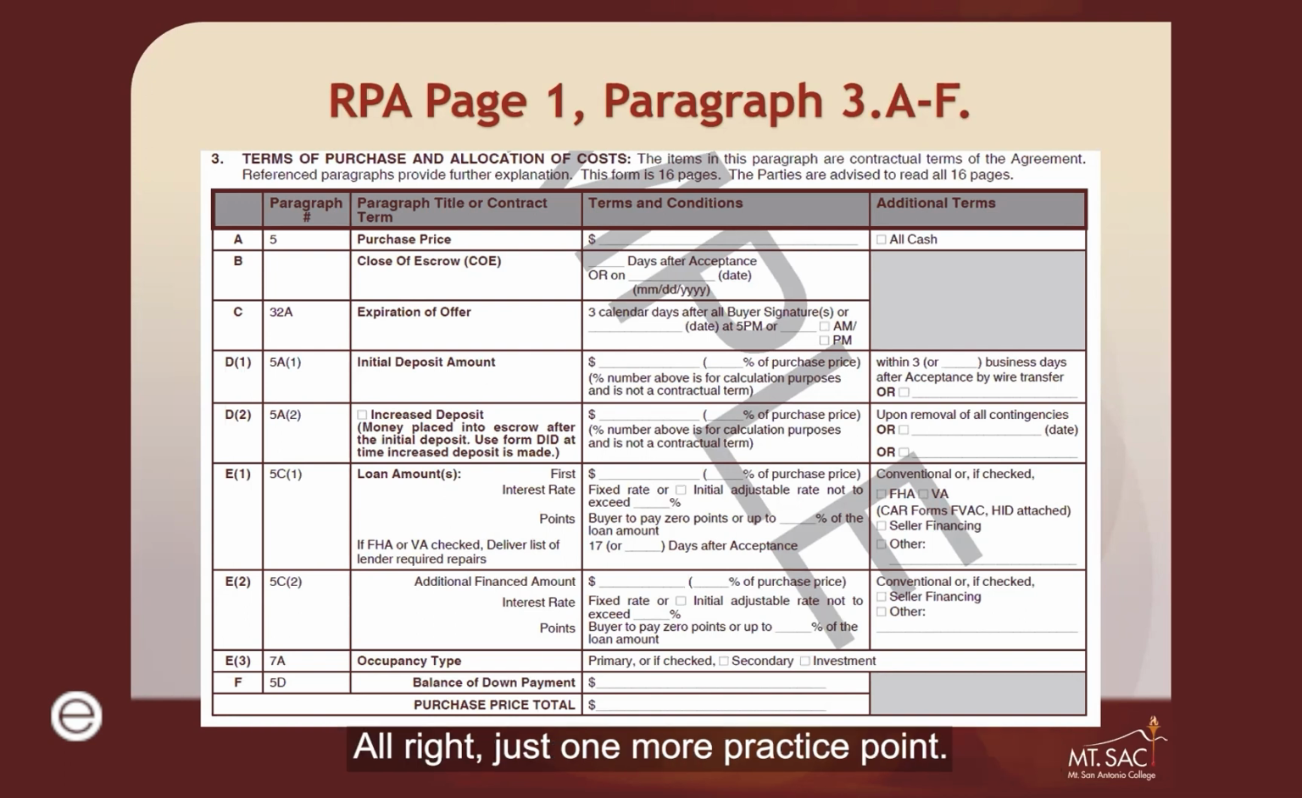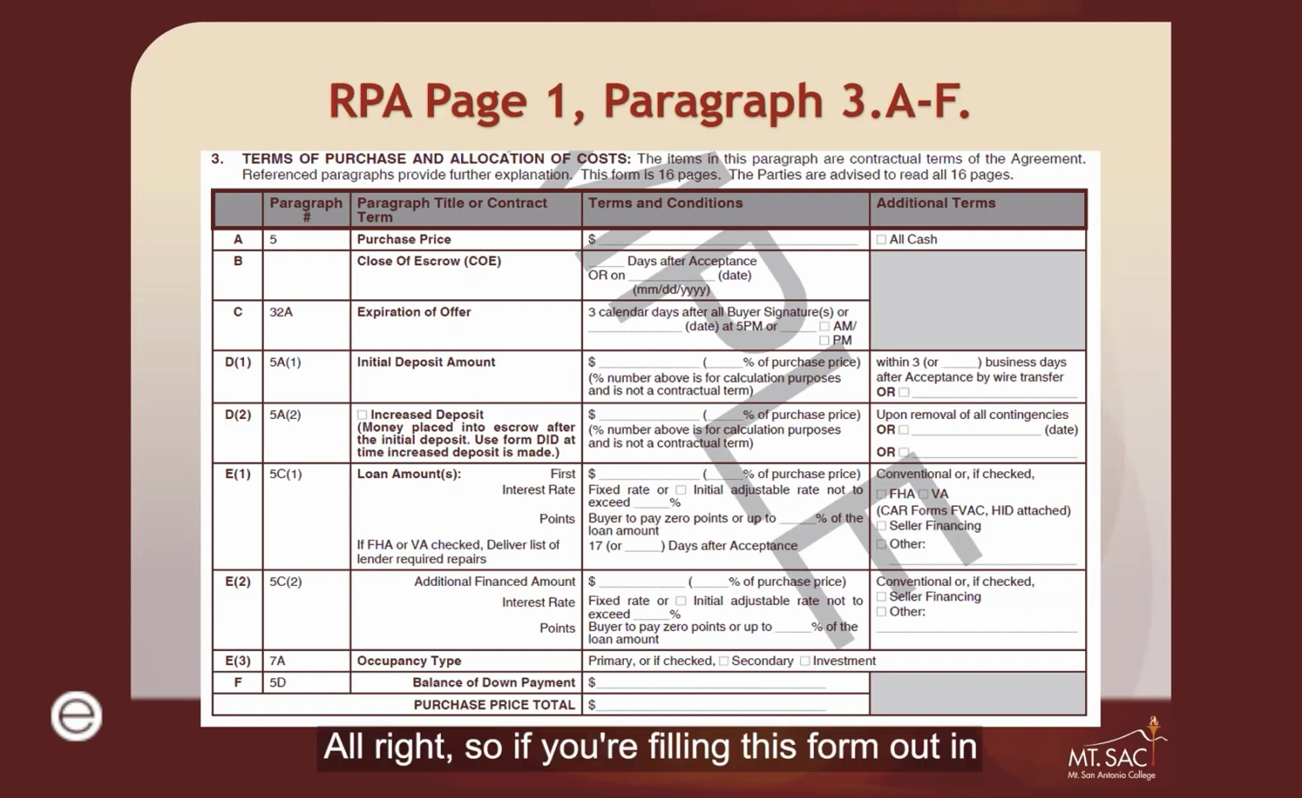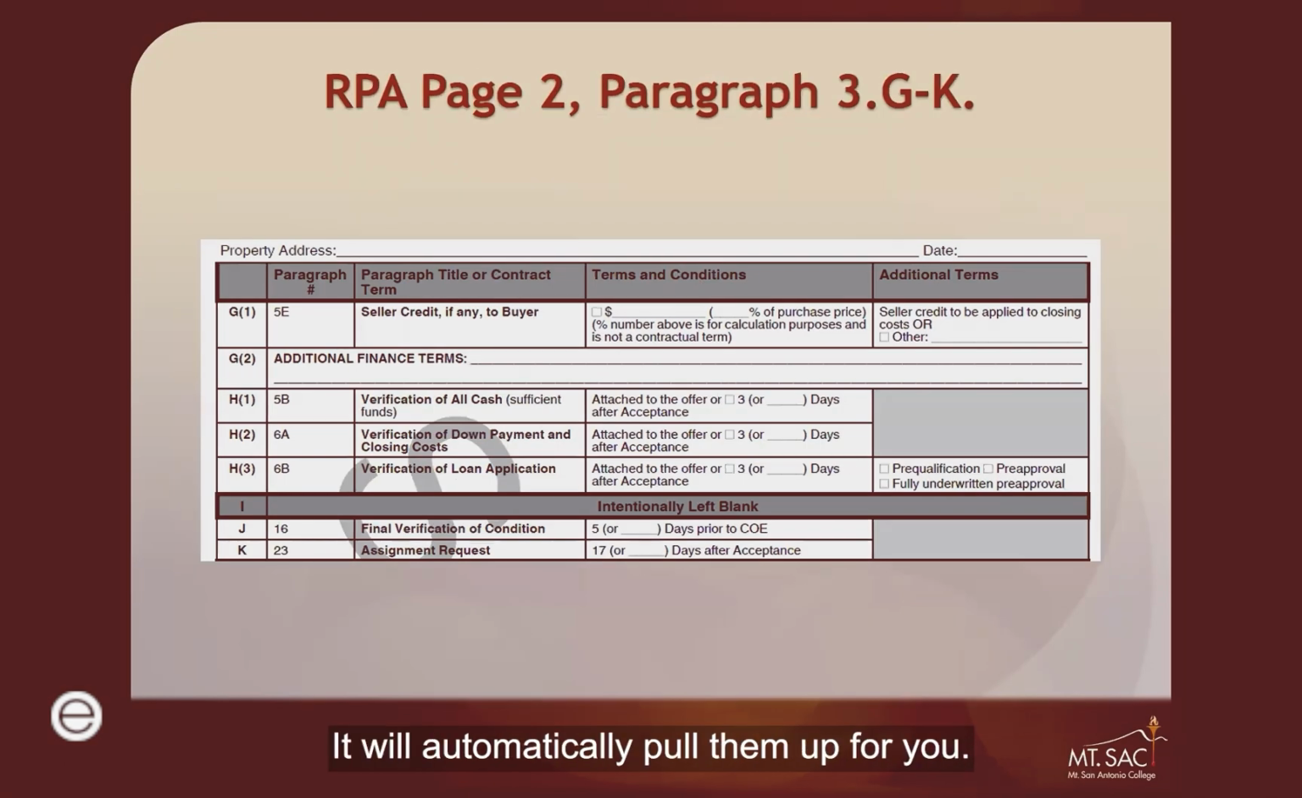Just one more practice point. If you're dealing with a VA loan, remember VA loans will go with 100% financing, which means you could have a negative amount in line or box F because the buyer's deposit essentially is getting rebated back to them, because the loan amount and the purchase price are the same. So if you're filling this form out in the field, which I don't recommend you do the first couple of times, you need to account for that. But if you're using zipForms, you're doing it on your computer online, it'll automatically total them up for you.